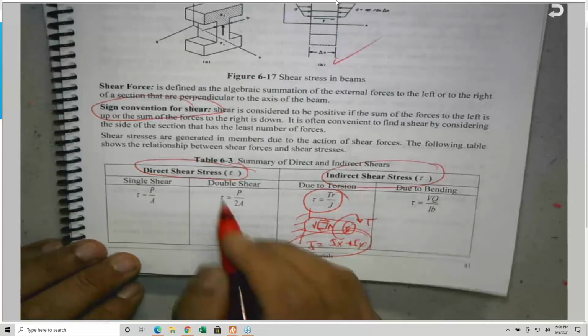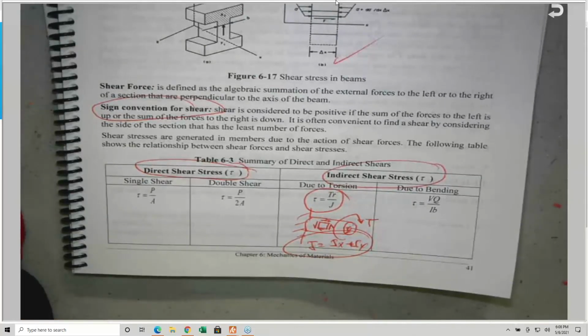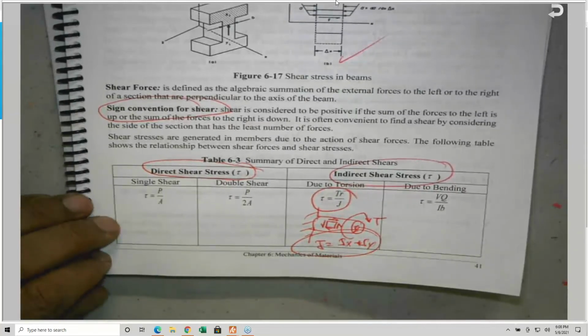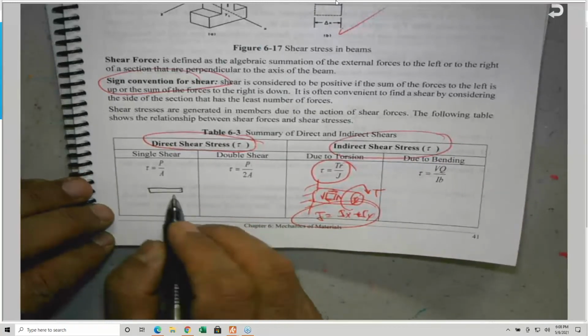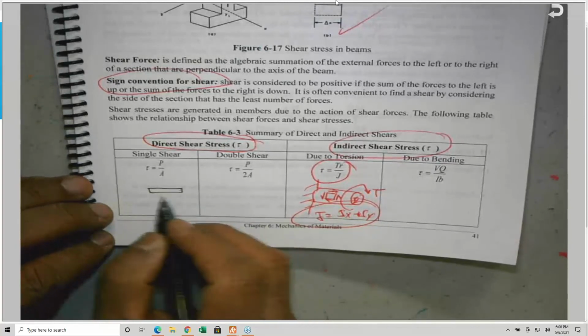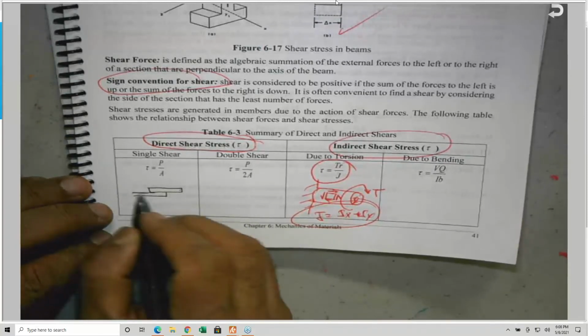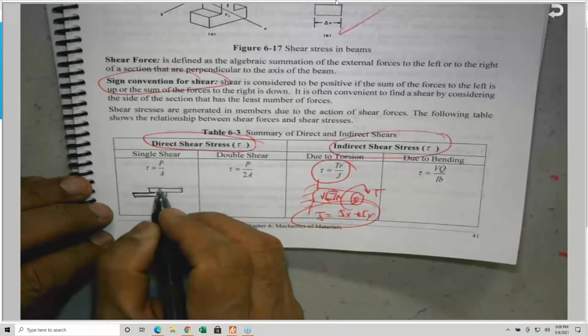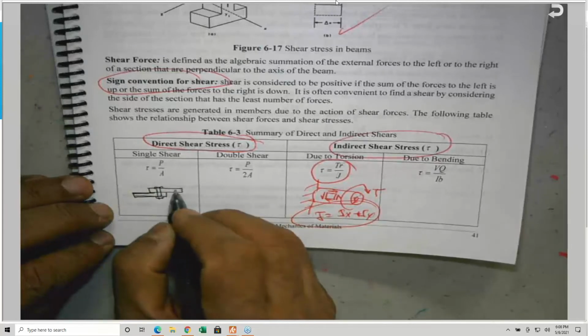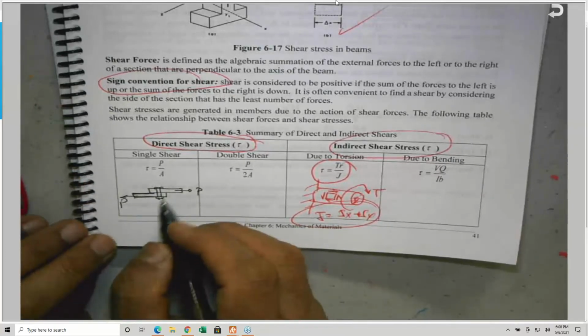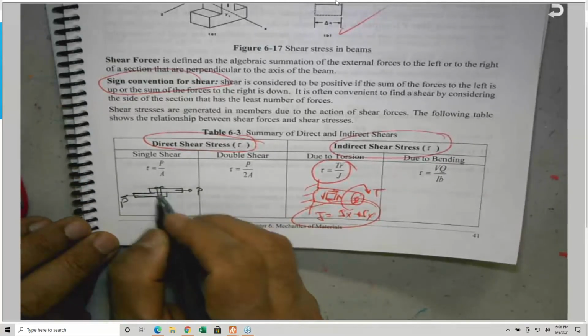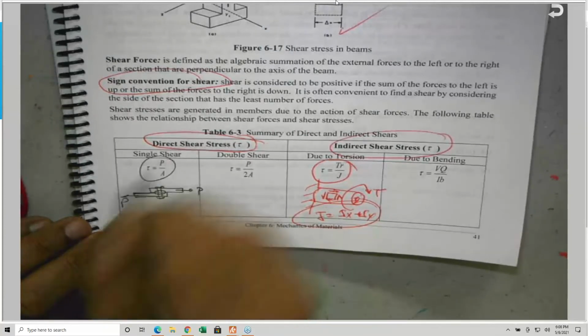This is indirect, but the direct shear is when you have members connected together, either by rivet or by glue or by bolt. So if you have two plates, you connect them together, you drill a hole and bolt them together with a bolt, and you apply a force P. This is a single shear. Why single shear? Because this bolt is going to be sheared in one plane, so tau is equal to P over A.